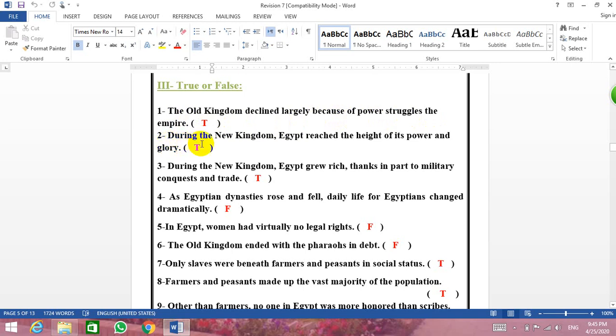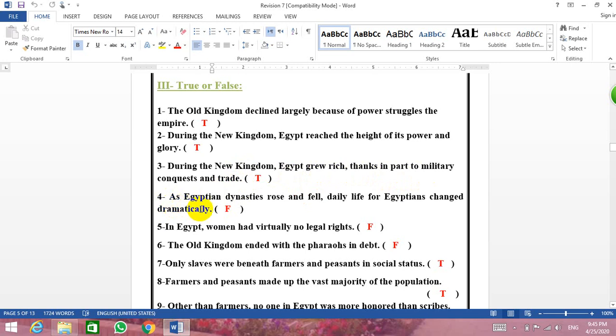Number 2. During the New Kingdom, Egypt reached the height of its power and glory. So that one is true. Number 3. During the New Kingdom, Egypt grew rich thanks in part to military conquest and trade. Yes, true. Because Egypt became rich because of military conquest and because of trade.